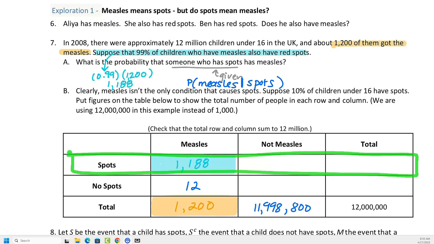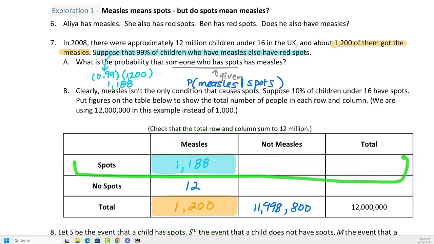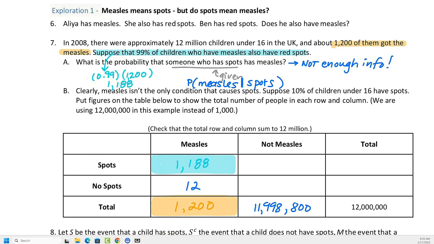If it was the other way around, probability of someone having spots given they have measles, well, we have that, because we have the whole column. But we don't have the whole row's information. So we don't have enough information, do we? So there's not enough info. I'm going to say here until part B, because then we're doing part B next, and we're going to be able to fill in more information. Okay, fine.